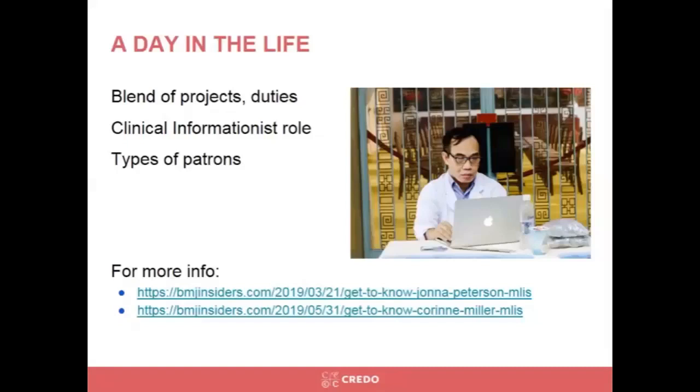So what is working in a health sciences library like? It's very similar to working in, I would imagine, any type of library. It's a blend of, in our case, research projects, teaching, reference duties, departmental projects, and committee work. I'm the head of our reference interest group, a monthly meeting where we talk about resources or topics that are of interest to those in the public services domain of our library.